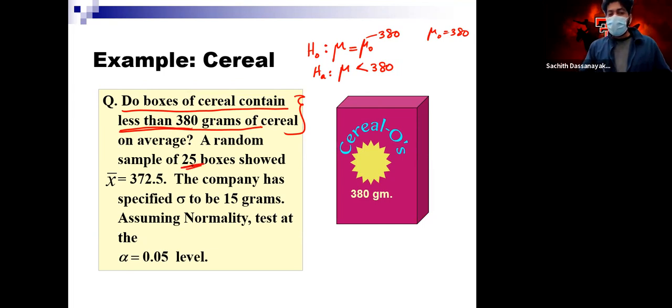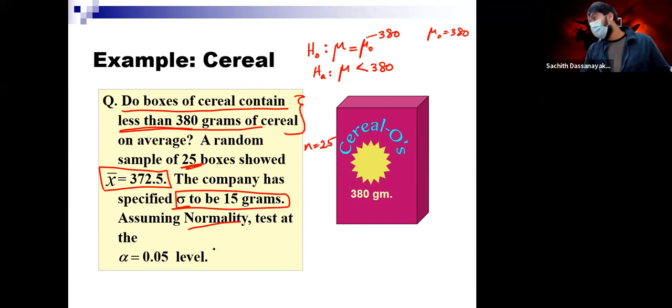A random sample of 25, so you know n is 25. X bar is given. The company has specified sigma, so sigma is known, and we can also assume normality, which means the population is normally distributed. So it is easy. Significance level alpha is 0.05.